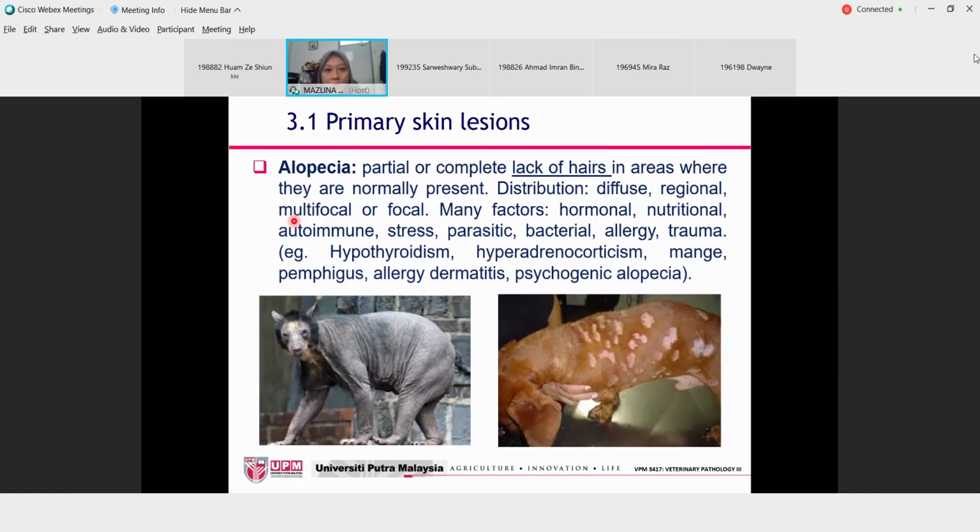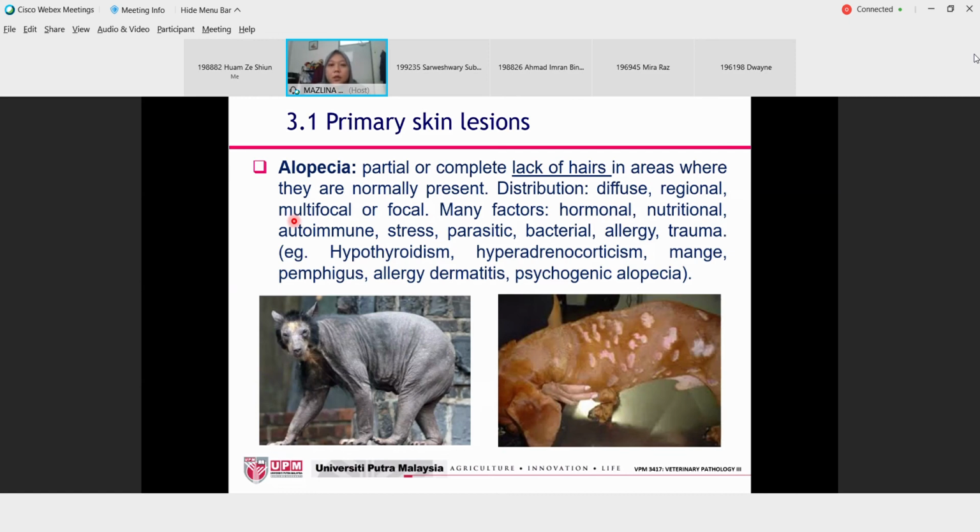Alright, next we have alopecia. Remember, some people categorize it under primary or secondary, but in this lecture I put alopecia under the primary skin lesion. So alopecia is the loss of hair in areas where it is normally present, okay? Partial or complete loss of hair. The distribution can be diffuse, meaning the whole body is affected. It could be regional, multifocal or even focal, okay?